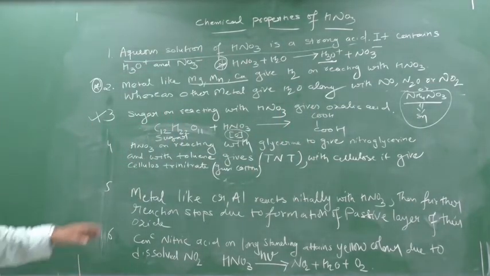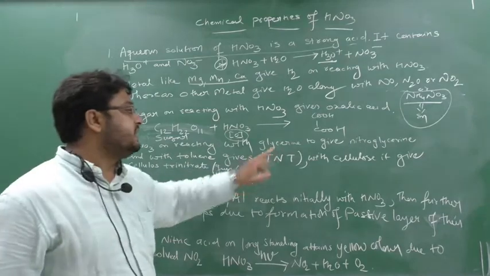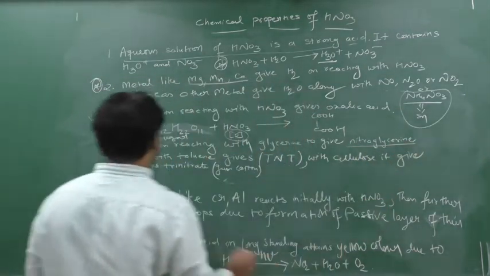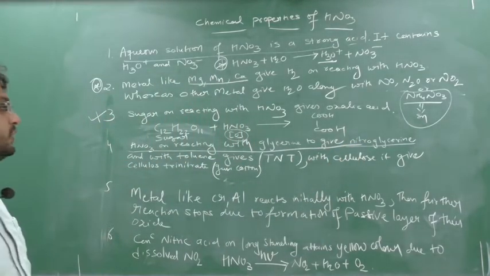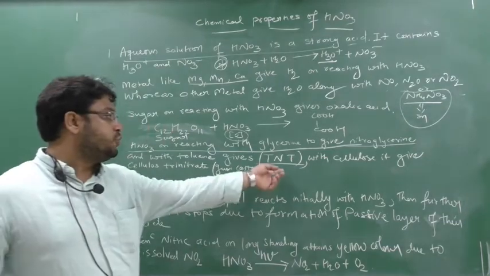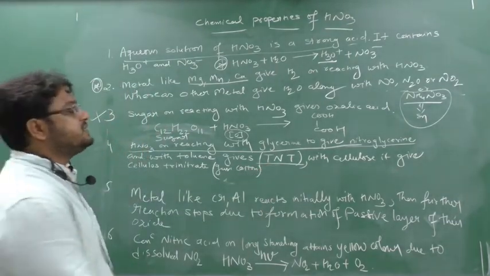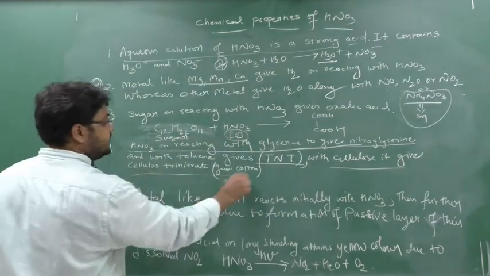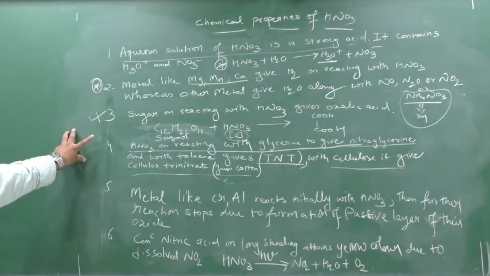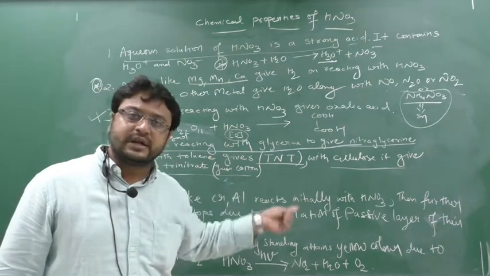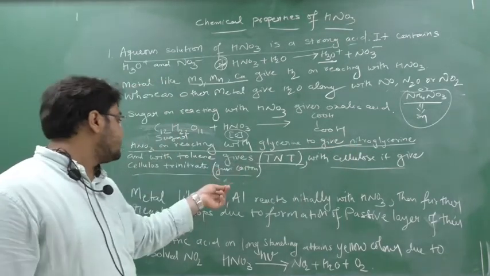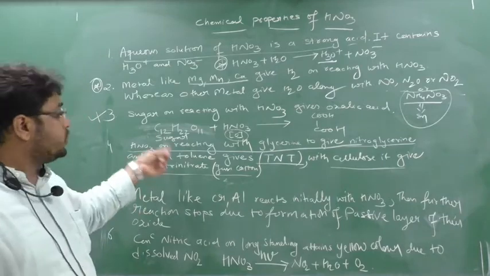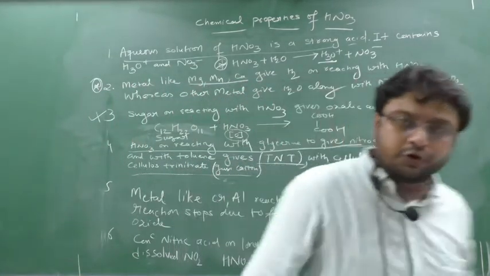Clear this part? Next point: nitric acid on reacting with glycerin gives nitroglycerine. HNO3 with toluene gives TNT, which is used as an explosive, and you are not new to it, you have done it in hydrocarbons, okay. And with cellulose, it will give gun cotton, that is cellulose trinitrate. So this portion is also very important: HNO3 on reacting with glycerin gives nitroglycerine, with cellulose gives gun cotton, that is cellulose trinitrate, and with toluene gives TNT, that is trinitrotoluene. Clear this part?